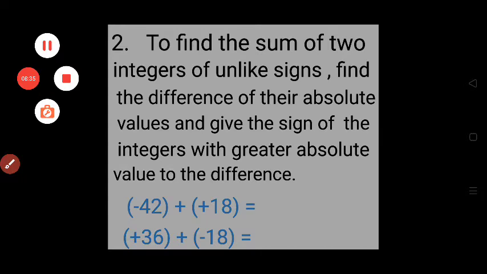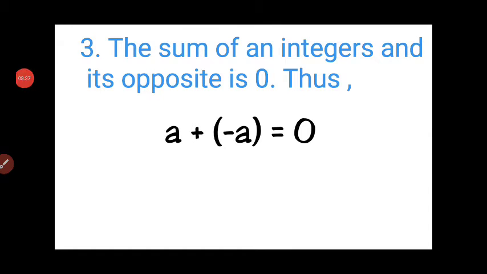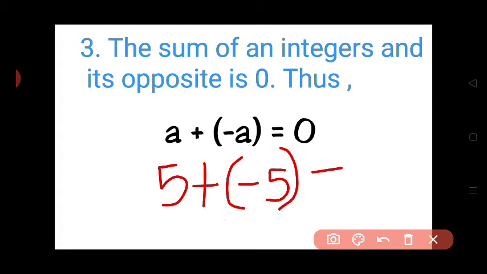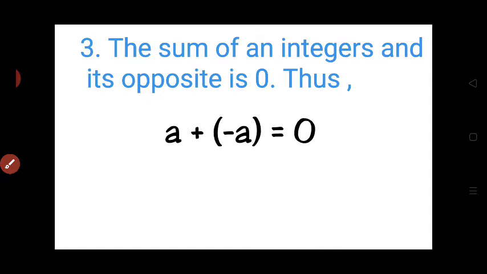Okay. The next one is: the sum of an integer and its opposite is 0. Thus a plus minus a is equal to 0. A and minus a are called opposites or additive inverses of each other. Suppose a question like I have written here: 5 plus -5. So what will be the result? It is 0, because both addends are the same but they have different signs, and if we add 5 and -5, that will be 0.